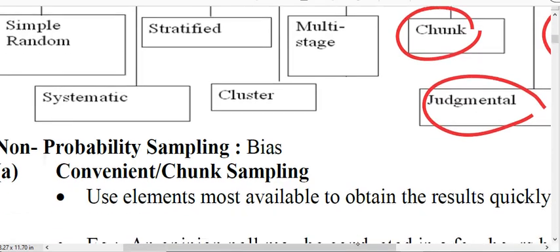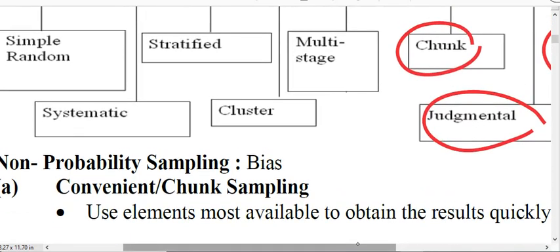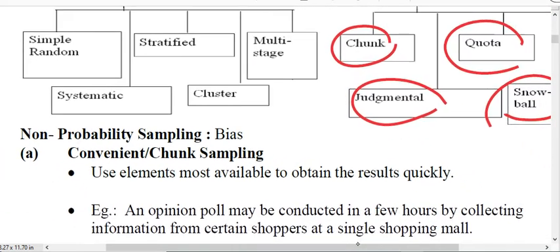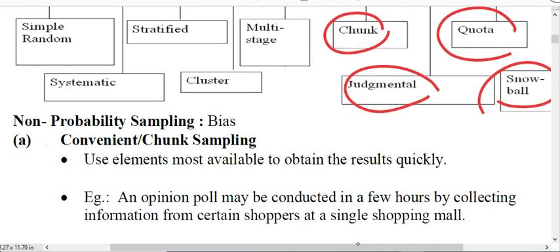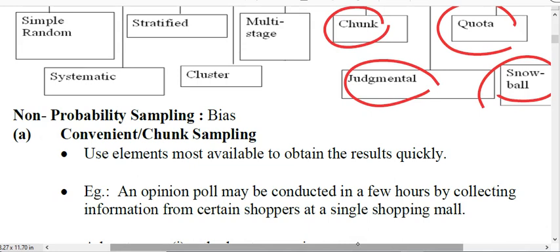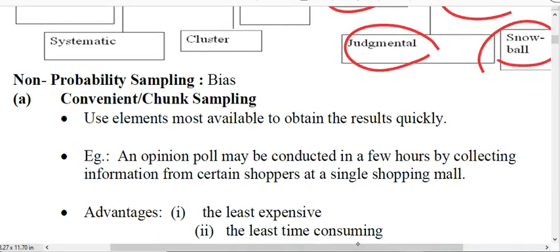Okay, what is convenient or chunk sampling? Convenient or chunk sampling actually uses elements that are most available to obtain the results quickly. But I won't say that non-probability cannot be applied. It can, it's just that the thing is biased. For example, an opinion poll may be conducted in a few hours by collecting information from certain shoppers at a single shopping mall, just like that.